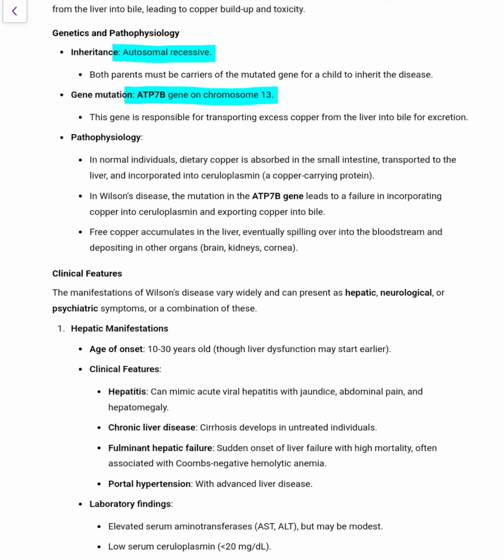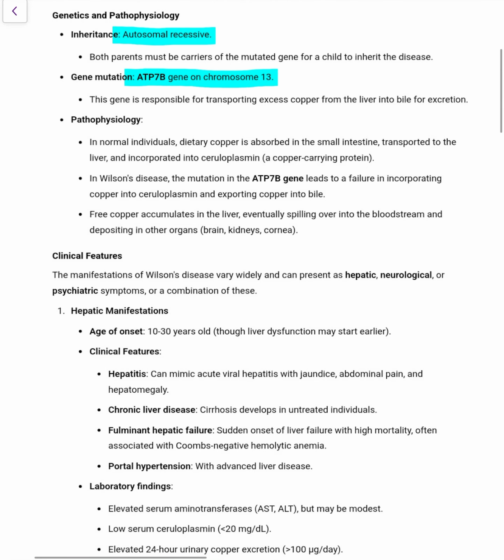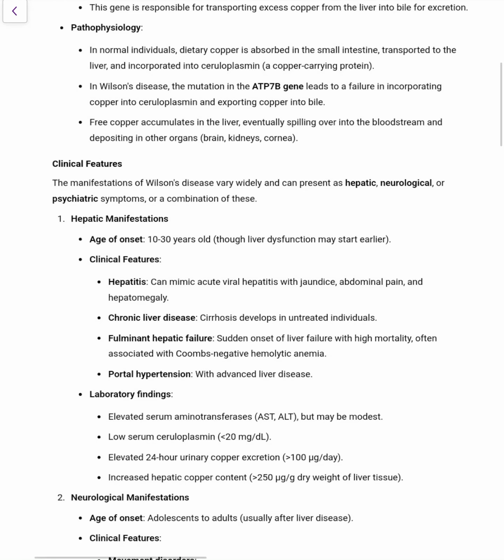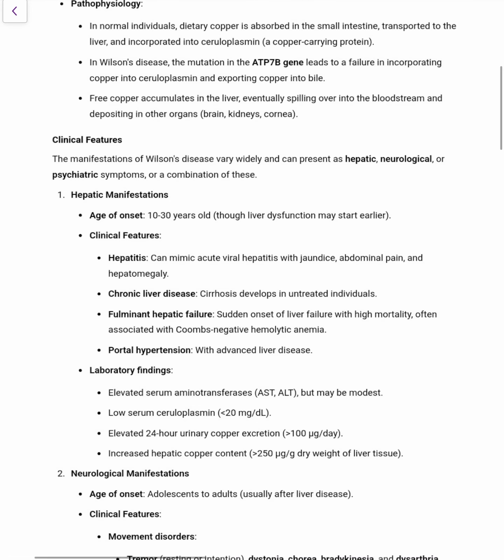That means both the parents must be carriers of the mutated gene. Now coming to the pathophysiology, normally dietary copper is absorbed from the small intestines, right? And then it is transported to the liver and incorporated into ceruloplasmin. This is what normally happens. But because of the mutation of the ATP7B gene, there is a failure of incorporating the copper into ceruloplasmin and exporting copper into the bile. That's why this free copper gets deposited in the liver, and eventually it will spill out into the blood and then deposit into other organs like brain, kidneys, and cornea.